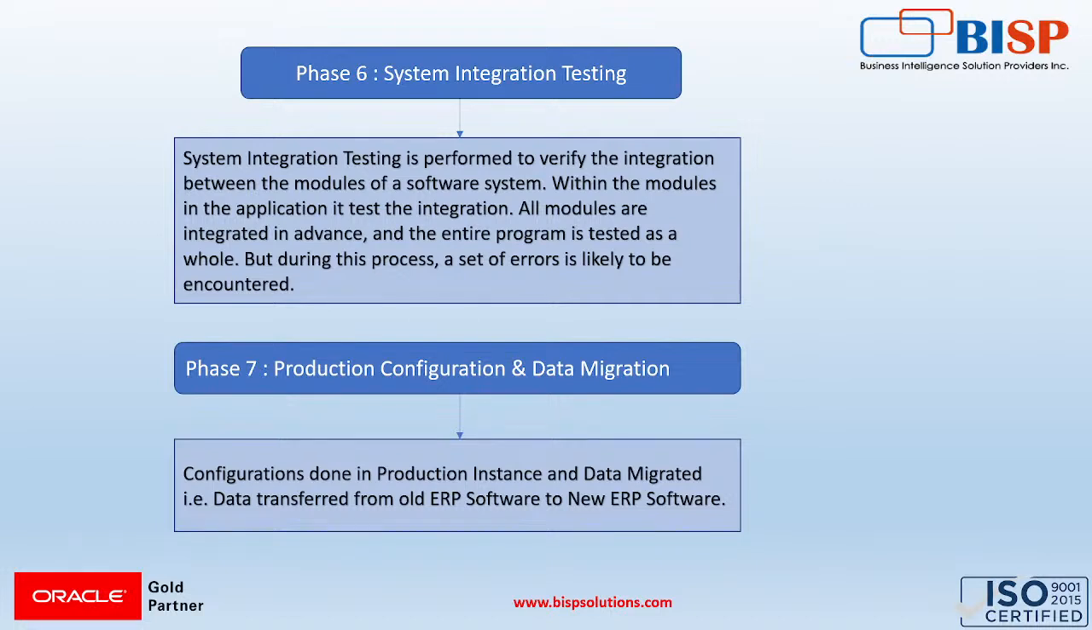And the seventh phase is production configuration and data migration. So the last phase of the implementation comes at the migration, where configuration is done in the production instance, that is, we move from the test instance to the production instance, and the data is migrated, that is, all the data from the old ERP software, which is QuickBooks Desktop, to the new ERP software, which is Oracle Fusion Cloud. So these are all the phases of the implementation.